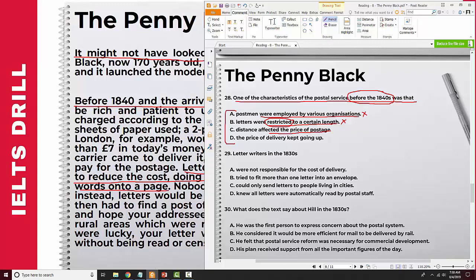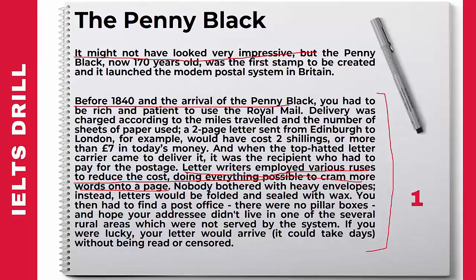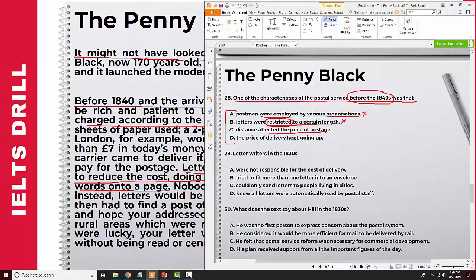Distance affected the price of postage. Yes, this is correct. This is given here directly. Delivery was charged according to the miles traveled, so it is explicitly given. Okay, let's keep on reading. The price of delivery kept going up. The price of delivery was high, yes, but it does not say anywhere that it kept going up, right? If you're just going to read price and up, then you might take this option as correct, or maybe you'll get confused whether it is C or D. So you have to be very careful. There is no kept going up mentioned here, so this is not correct. So the answer here is C.